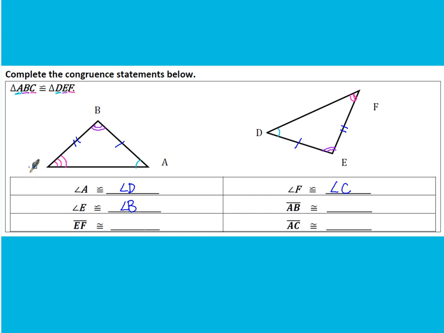And then side AC, that's the first letter and the last letter, that's going to be corresponding to side DF. That's also the first and last letter of that other triangle. So we're going to mark each of those with 3 tick marks. Then we can go fill in which sides are corresponding. So AB we said was the same as DE, and don't forget to put the little line over it. EF we said is the same as BC, and then AC will be the same as DF.